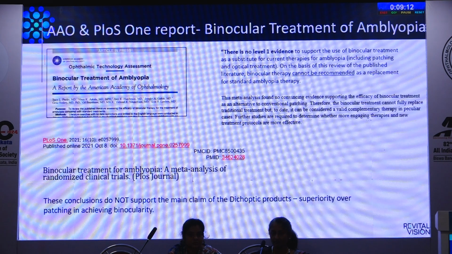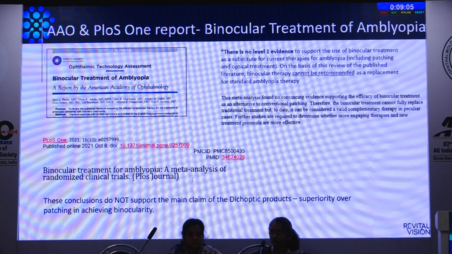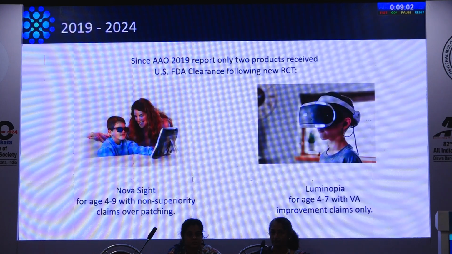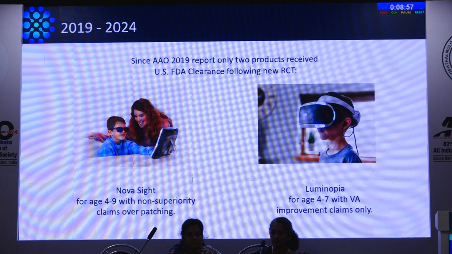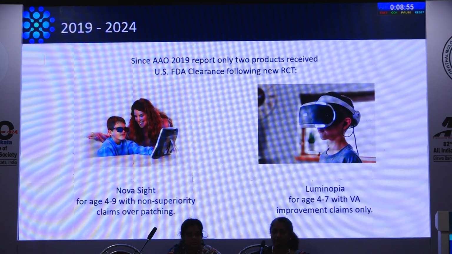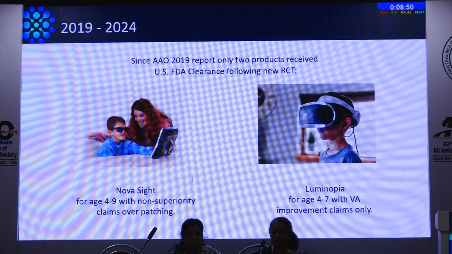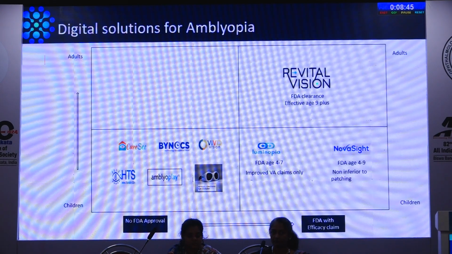They also say the same thing. Binocular treatment cannot fully replace the traditional treatment, but to date, it can be considered a valid complementary therapy in peculiar cases. Between 2019 and 2024, the FDA has cleared new products as alternatives to patching in children below 9 years of age. We have Novasight and Luminopia. But the only product cleared by the FDA for children above 9 years of age and adults is the Revital Vision therapy.